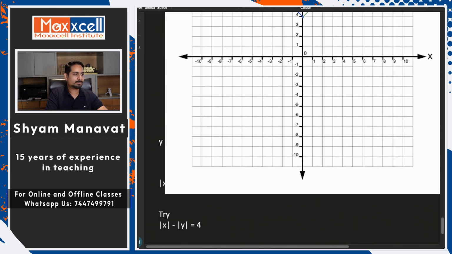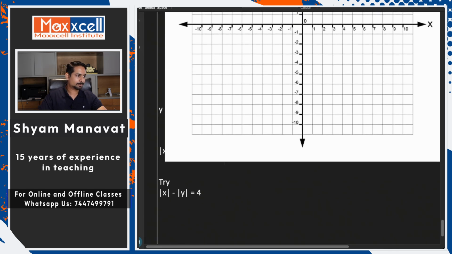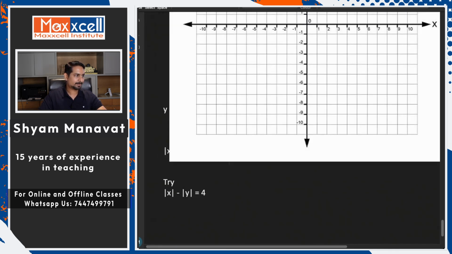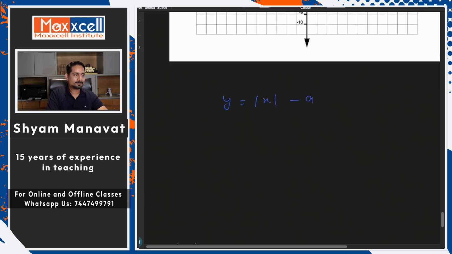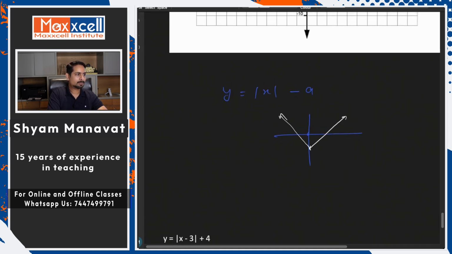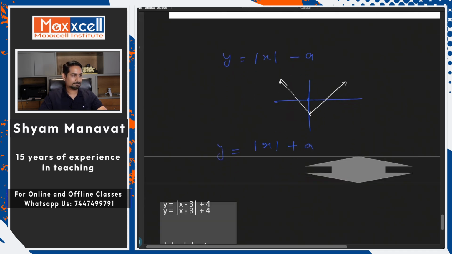So what did we understand here? Let me show you. What conclusion did we come to? If it is y equal to mod of x minus a, then the graph will shift below the origin. If it is y equal to mod of x plus a, in that case it will shift above the origin.